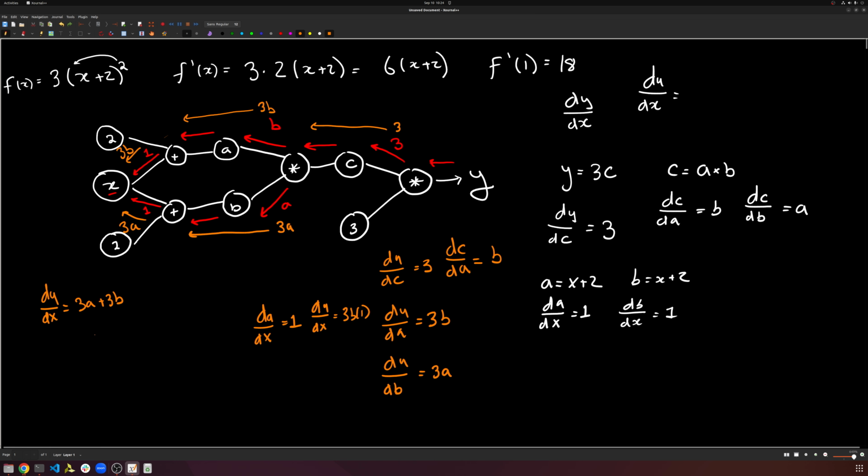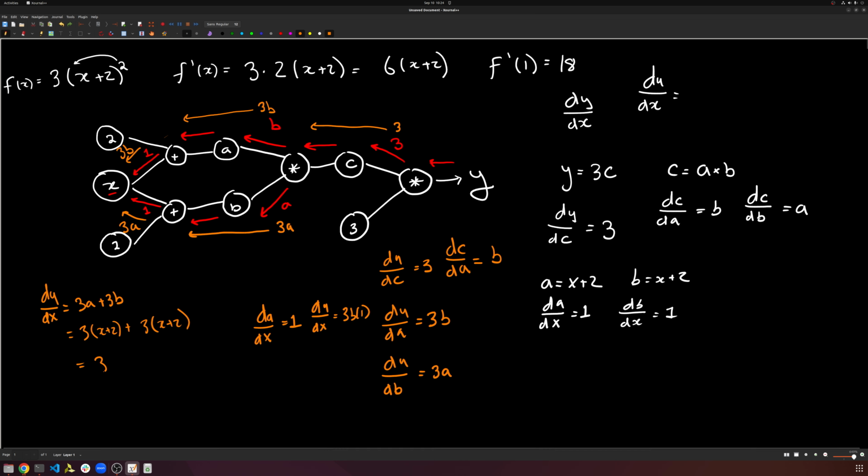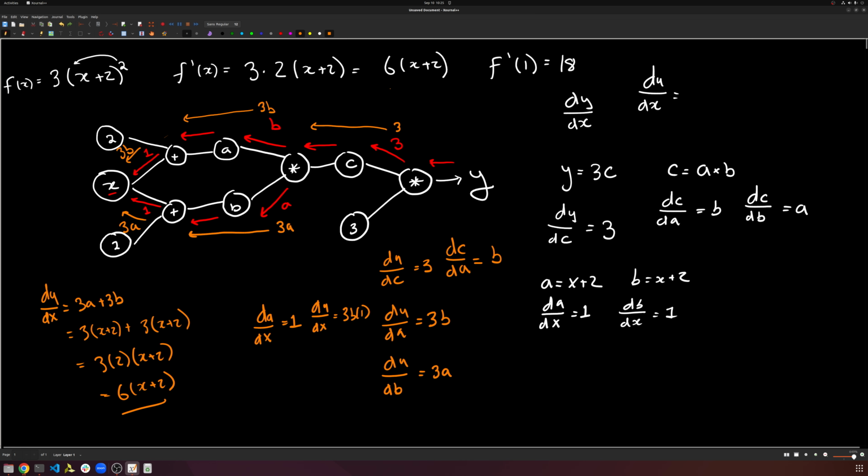And that's it. So how does this turn into what we saw up here? Well, we know exactly how to do this. We saw a is x plus 2, so 3 times x plus 2, plus b is also x plus 2, so 3 times x plus 2. And we can just rewrite this as 3 times 2 times x plus 2, because we have it twice, which is just 6 times x plus 2, which is the same thing as we had here.